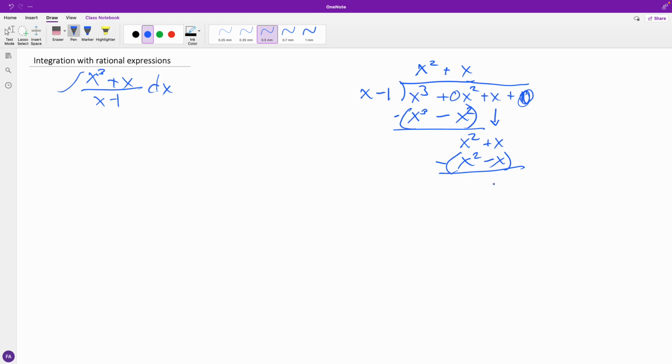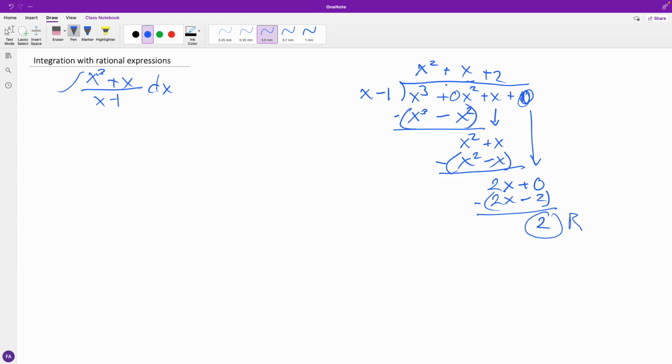The x squared is canceled, and now I'm left with 2x. Again, bring down the next term, which in this case is just 0. And then when I do this process, I'm going to do plus 2, so 2 times x gives me 2x, and then 2 times negative 1 gives me minus 2. Once again, you subtract off that row, and that gives you 2. X won't go into 2, so this is your remainder.